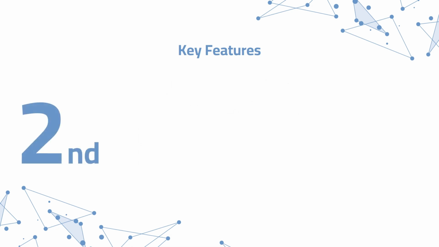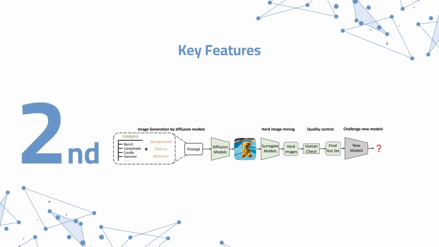Second, the pipeline itself is general and scalable. Want to add a new object category, like a bicycle? Or test models on new nuisances, like shadows or orientation? With ImageNet-D, it might be as simple as adjusting the input prompts to the diffusion model. The pipeline generates these combinations effortlessly, ensuring high-quality results every time.